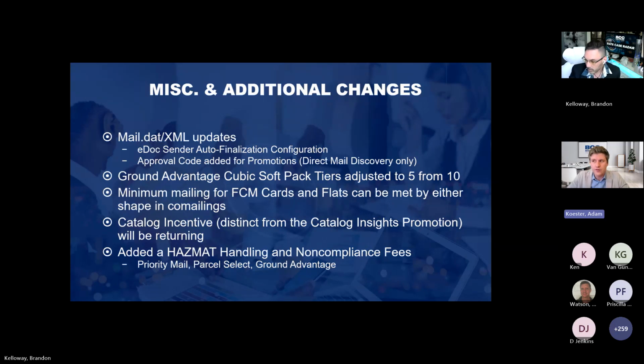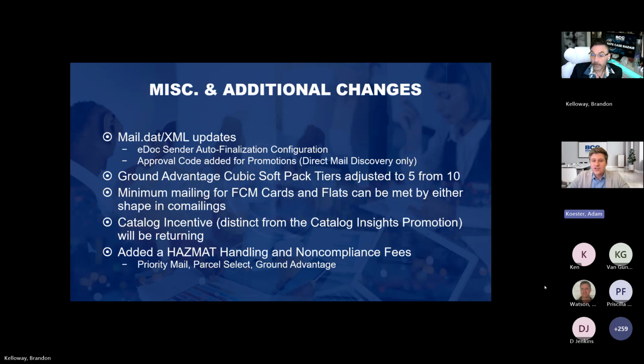But there will be some extra rules associated with that, making sure that it finalizes before mailing date and things like that. So we'll keep an eye on what those rules are. They're not formally documented yet, but they are in the mail.dat specification. And then the other thing that's added that's notable but won't really come into play till next year is the approval code for the direct mail discovery. You do have to apply with the post office to verify that the mailer you are mailing for has not actually done a mailing in the last 2 years. That will go through some application process, confirm with the post office that they don't have anything on record for that mailer, and then you'll get an approval code that can go into the mail.dat spec as well.